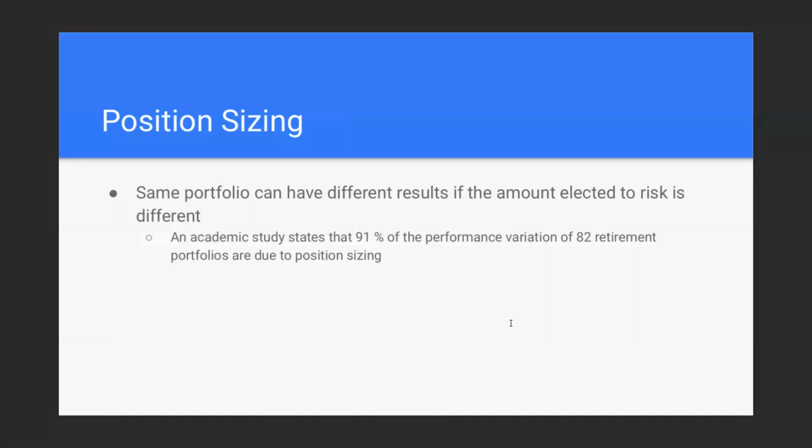Okay, position sizing. The third element of successful trading is position sizing. So, position sizing, what is it all about?